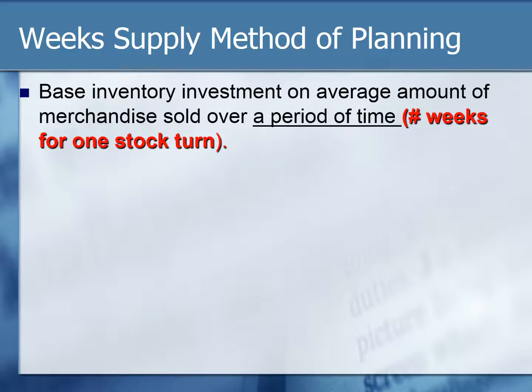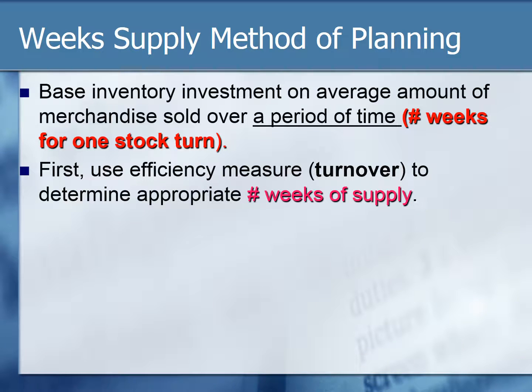So when we plan the number of weeks that we need to have the inventory to support sales for, we determine that as what we call number of weeks supply, and that is determined as the number of weeks that it takes for one stock turn to occur. So we are basing our inventory investment on the average amount of merchandise that is going to be selling over that number of weeks for which the one stock turn will occur.